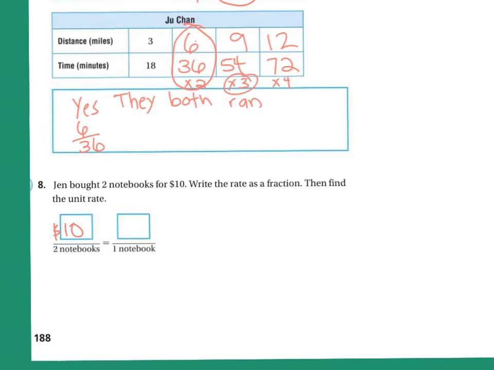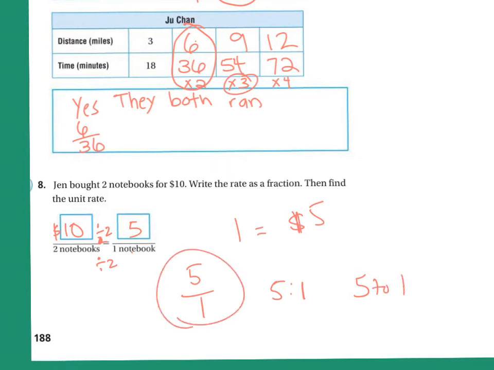So in order for the bottom to be 1, 2 divided by 2 is going to be 1. So whatever I do to the bottom, I have to do to the top to make it equal. So 10 divided by 2 is 5. So that means that one notebook was $5, right? So 5 to 1 is going to be my unit rate. Or you could say 5 to 1, or you can write it out 5 to 1. That is going to be my unit rate. Usually we do unit rates in fractions and we don't do them like this.